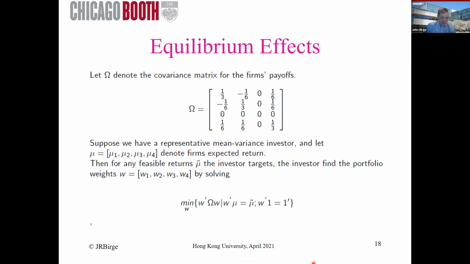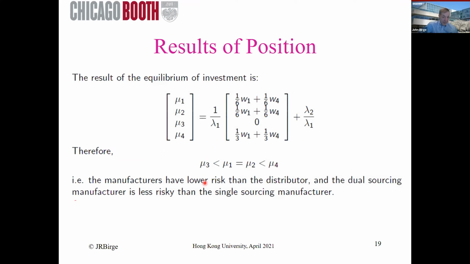Okay, so what we can do is to talk about the covariance between the returns, or between the value of what these firms are going to have in the future. And then we can think about an investor who invests in these firms and tries to minimize the variance, given these covariances between the payoffs of the different firms, making sure that they get a fixed return and that they use up all their wealth. And if we do that, what we end up with is that the value of firm 3, the manufacturing firm which is sourcing from both of the regions, is the lowest.